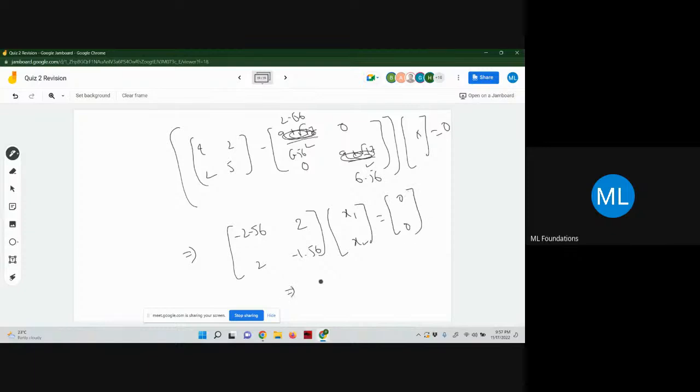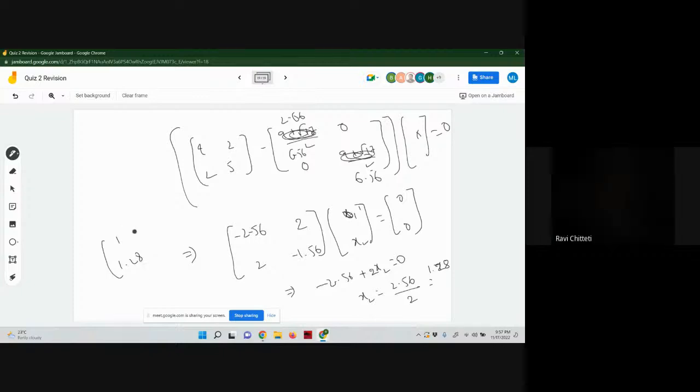Yes, sir. So let's assume this x1 to be 1. Then minus 2.56 plus 2x2 is equal to 0, so x2 is equal to 1.28. So your first vector is 1, 1.28. I'm assuming the value of x1 is equal to 1.